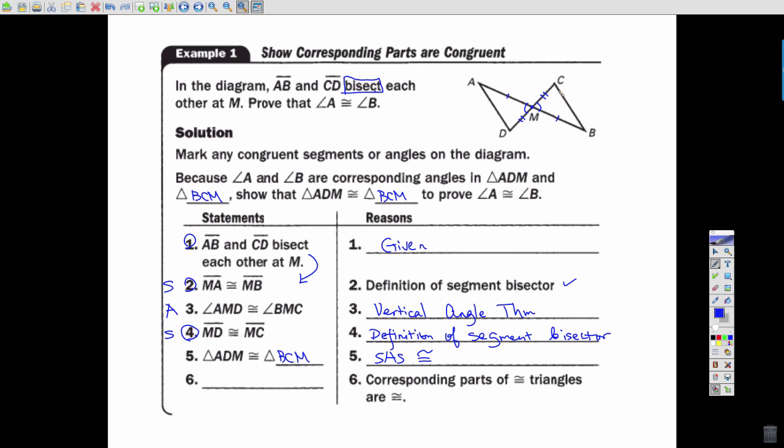Now, if these two triangles are congruent, their corresponding sides and corresponding angles must be congruent. So you can just write CPCTC. You can write it out like that in exams, and you can draw the conclusion that angle A and angle B are congruent. Okay? Seems like a lot of steps, but really it's still the same deal. You just need to prove two triangles are congruent, and then that leads you directly to your final proof.